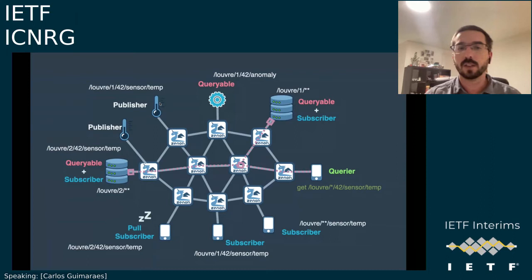This is the kind of location transparency we can get from Zeno, as the network is able to forward the query to all its destinations. And then when the storages or the queryables reply with some data, the data is consolidated on its way back, and it's delivered to the querier in a single response.